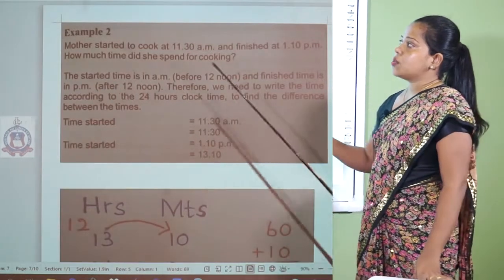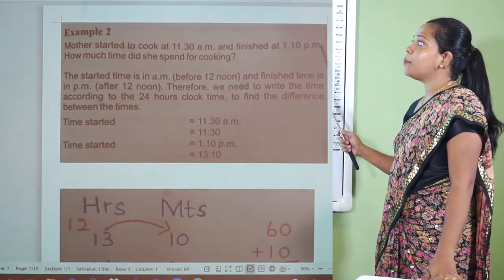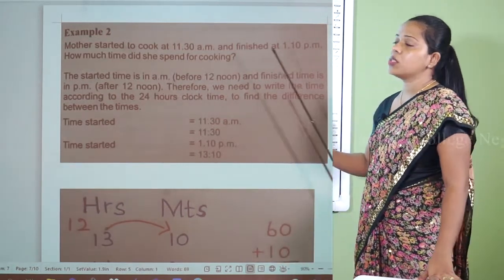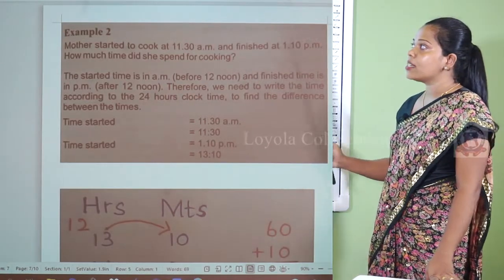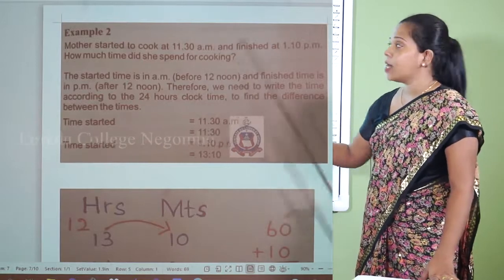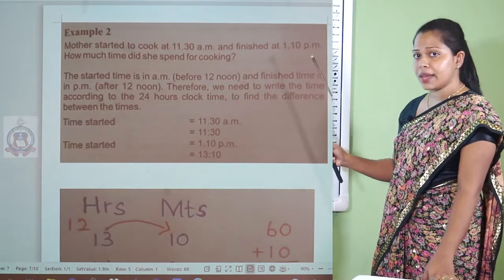Mother started to cook at 11:30 a.m. and finished at 1:10 p.m. How much time did she spend for cooking? Now there is a problem. The started time is given in AM and the finished time they have given in PM.